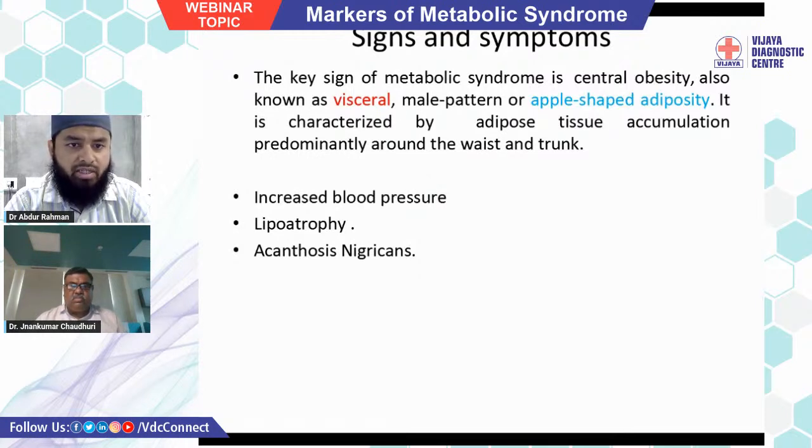So these features are signs that a person has those criteria, and the combination of those five features, as well as the markers, allows us to diagnose metabolic syndrome.